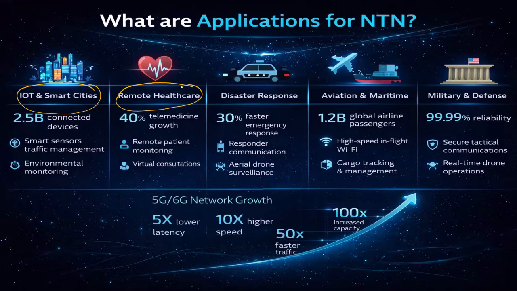Now let's look at disaster response. In emergency situations, terrestrial networks are often the first to fail, right? Sometimes fiber is cut, sometimes towers are down. So NTN can provide connectivity for emergency responders, drones for surveillance, and damage assessment. So NTN provides instant, reliable communication when it matters the most.